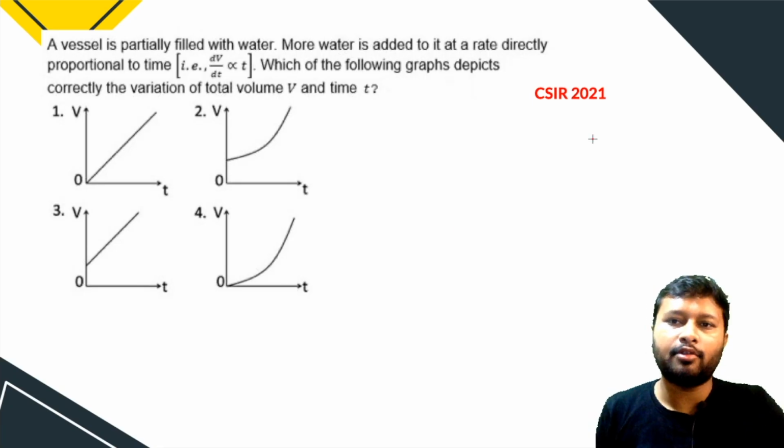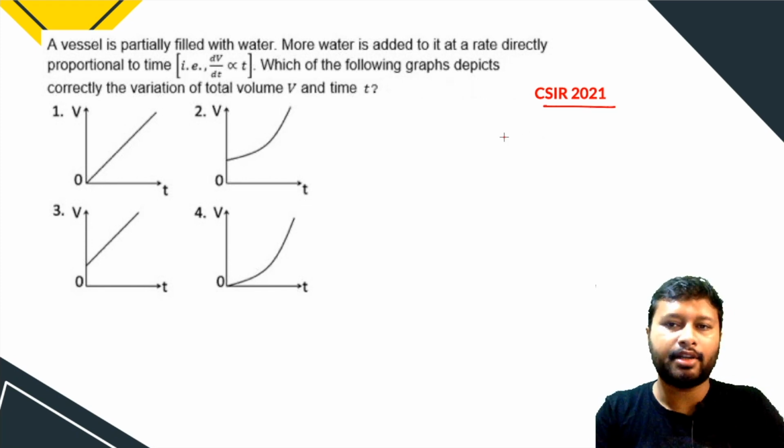So this question was asked in CSI 2021, the recent exam. It says that a vessel is partially filled with water. More water is added to it at a rate directly proportional to time. So they have given you an equation here. The equation is that dV by dt is proportional to t. Which of the following graphs depicts correctly the variation of the total volume V and the time?